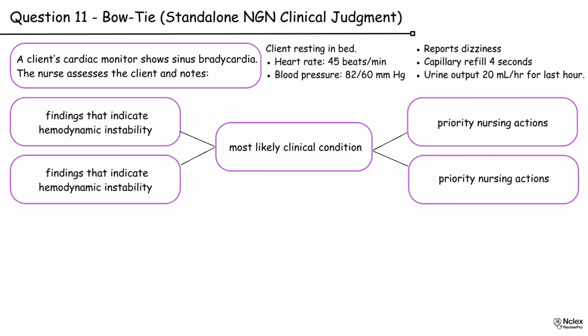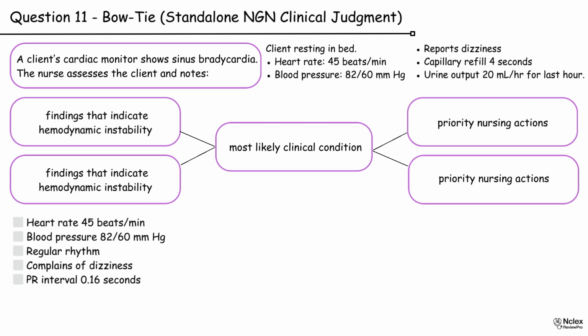First, select 2 findings that indicate hemodynamic instability. Heart rate 45 beats per minute. Blood pressure 82/60. Regular rhythm. Complains of dizziness. PR interval 0.16 seconds.